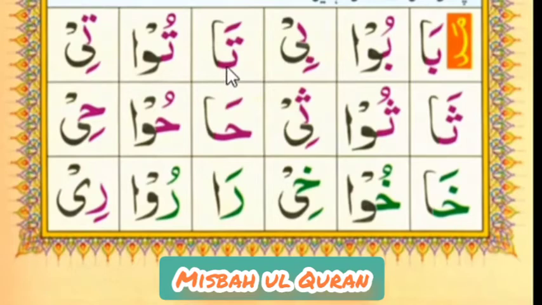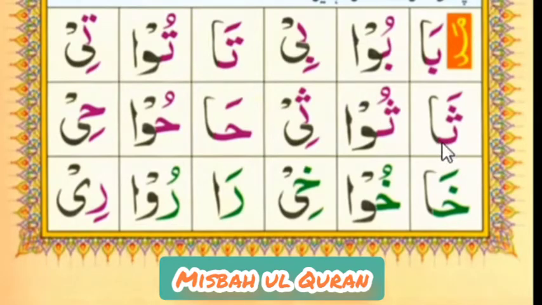The next is ta, alif, fatha, ta, the letters first. Ta, waw, dhamma, tu, and alif and jazm sign we do not read in spelling. Ta, ya, kasra, ti, and then without spelling now. Ta, tu, ti. As you can see in each example, alif, waw and ya are coming.